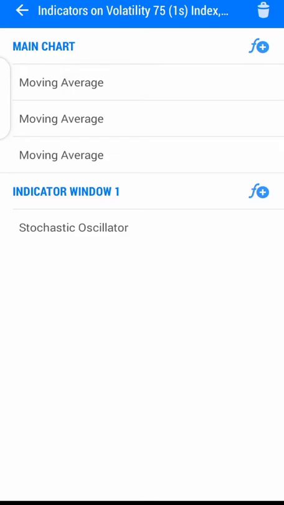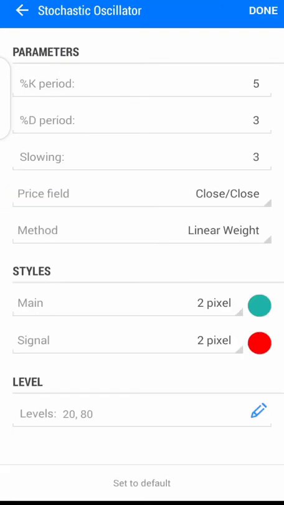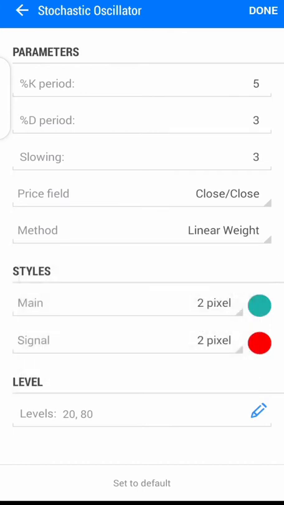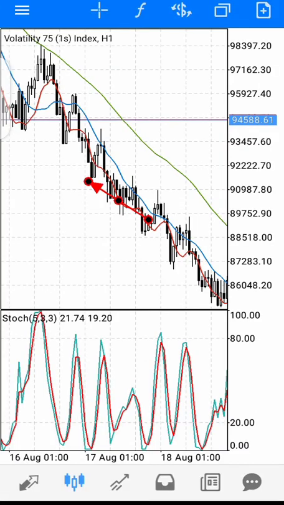Then we move to the stochastic oscillator. On the stochastic oscillator, we don't change anything. You can see the K period is on default, D period is on default, which is 3, 5, and slowing is 3. Then price field should be close/close. The method is what we changed to linear weights. Then the color should be on default. We close. I hope you see that.